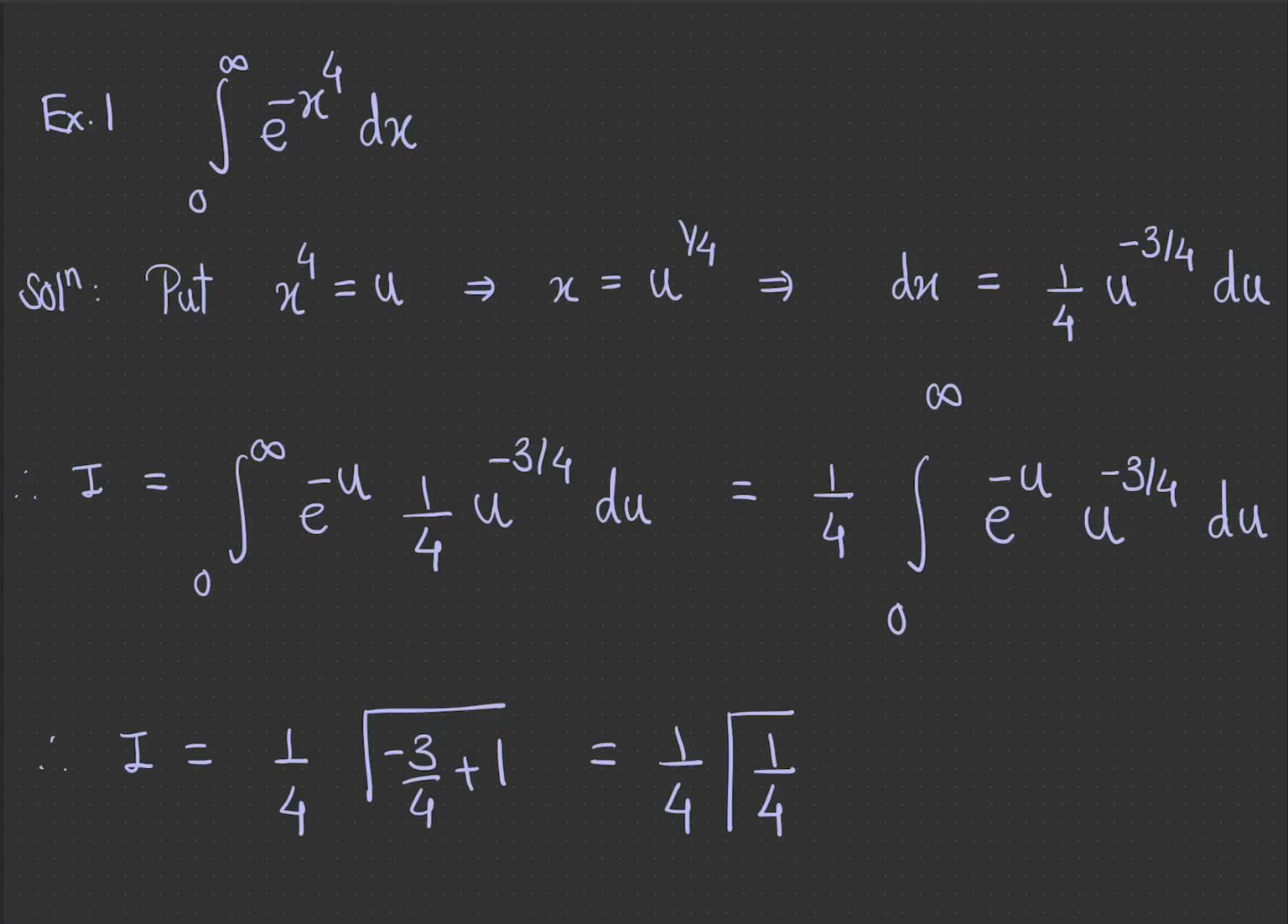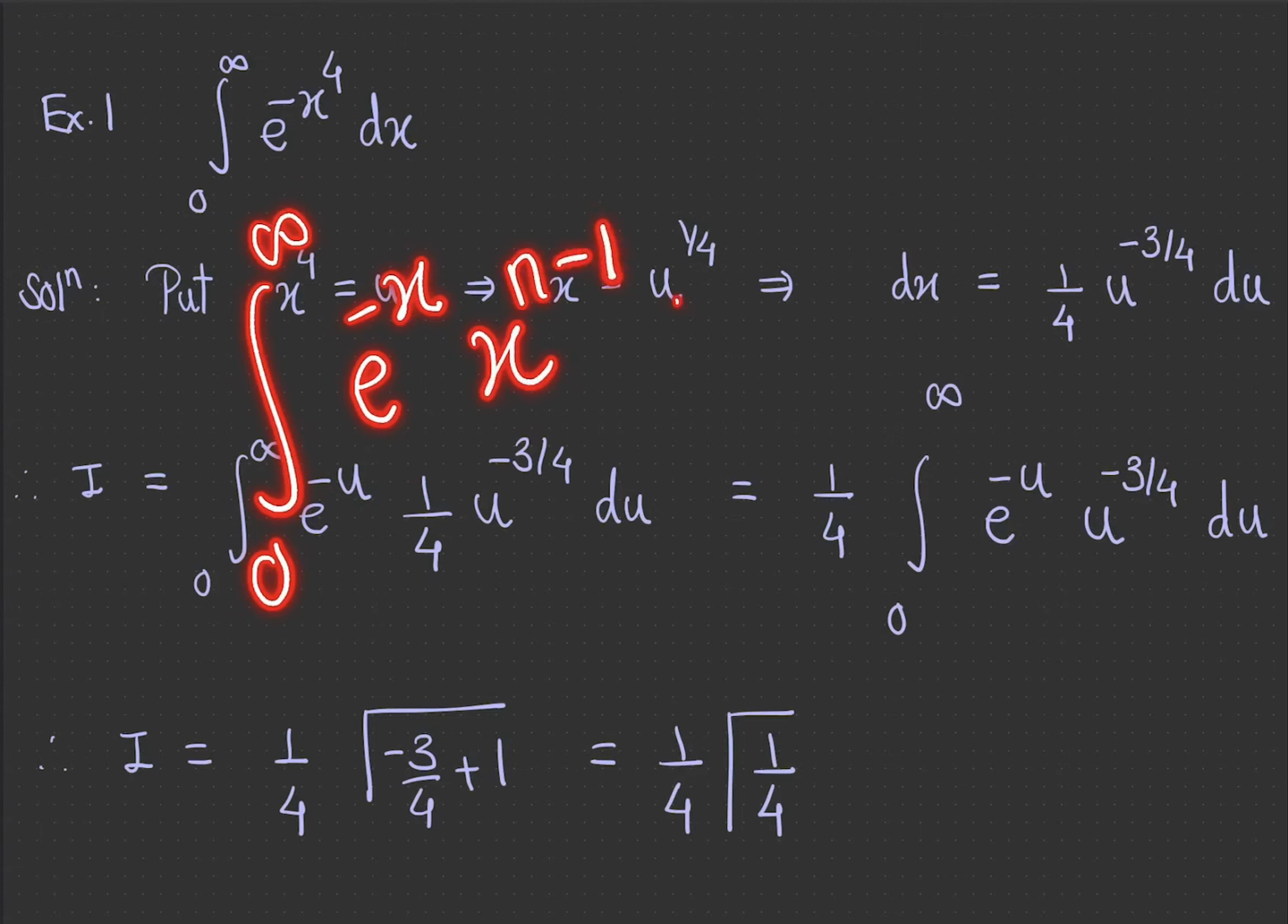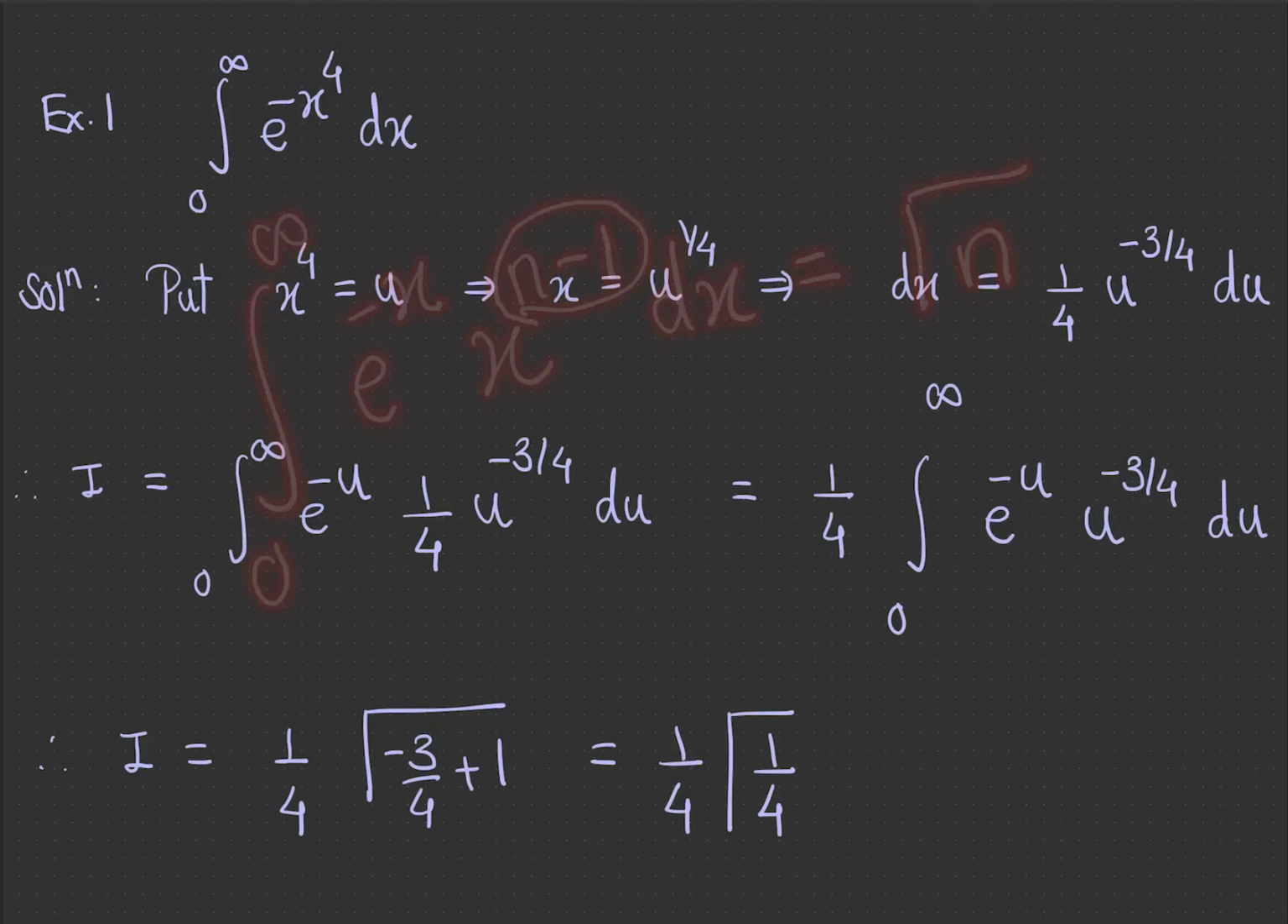Hello friends, in the last video we have seen the definition of gamma function, that is integration 0 to infinity e raised to minus x, x raised to n minus 1 dx. This is equal to gamma of n. That is, we will simply add 1 to the exponent of x. Okay, so in this video we are going to see some examples.